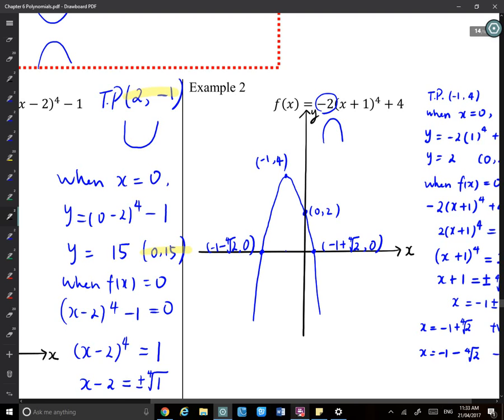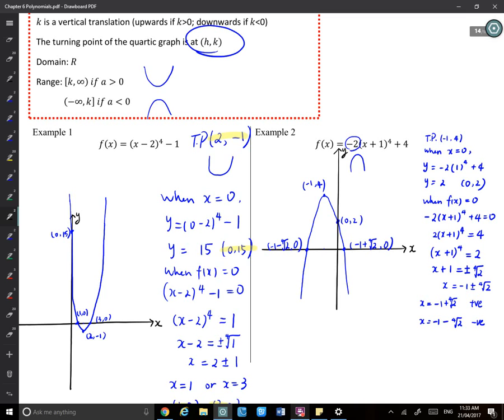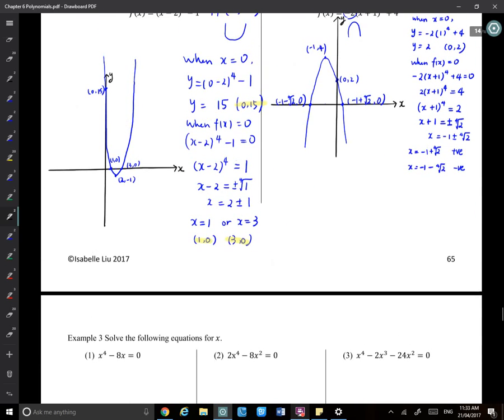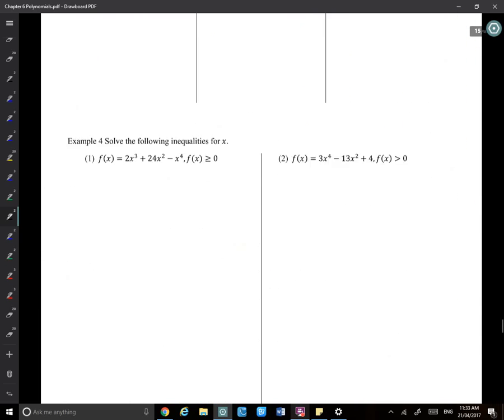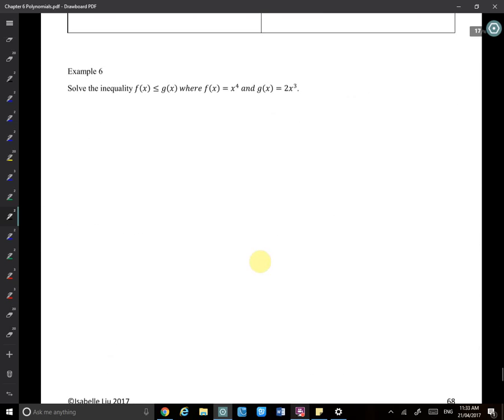Any question about those two graphs? That's the first type of graph, how you sketch with this form: a times (x - h) to the power 4 plus k. Okay, next page, please. How many pages do you have left?